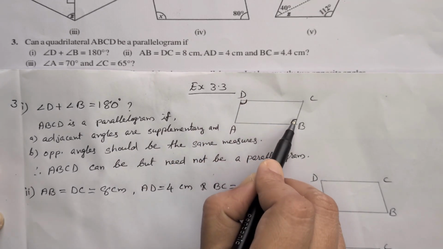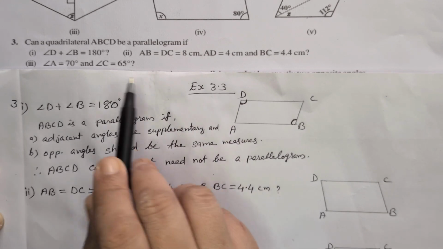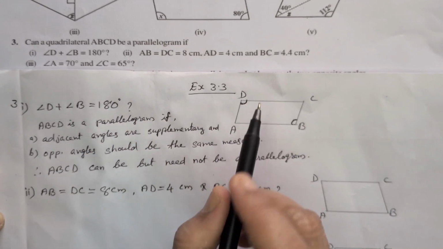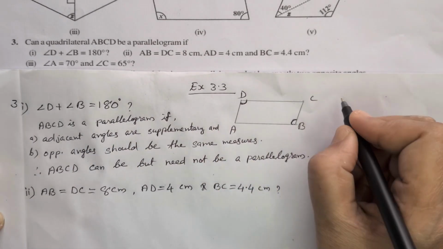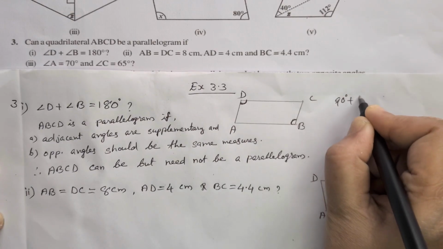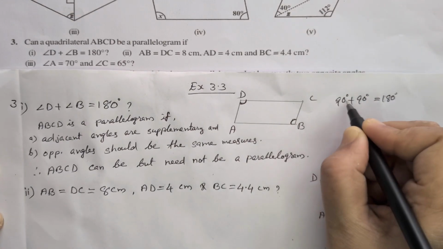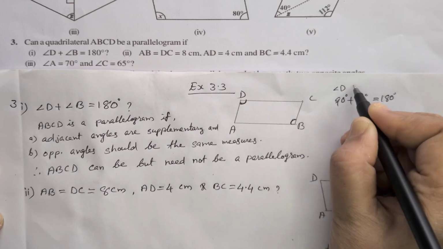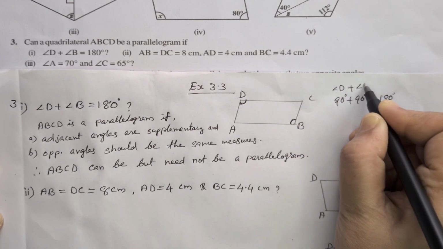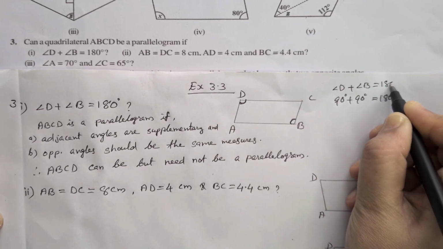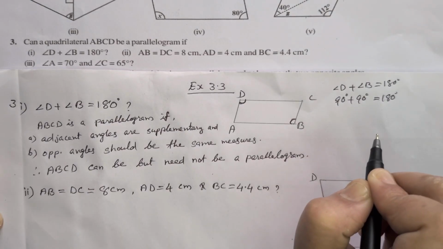If one is 100 degree, the other one is 80 degree, which is not equal. Only one condition, if both the angles are 90, we can write 90 degree plus 90 degree, then it will become 180 degree, and opposite angles are equal. In this case, angle D plus angle B is equal to 180 degree. This is only one case.